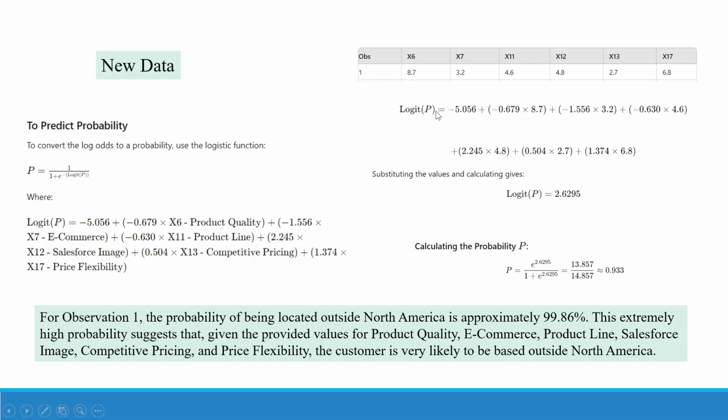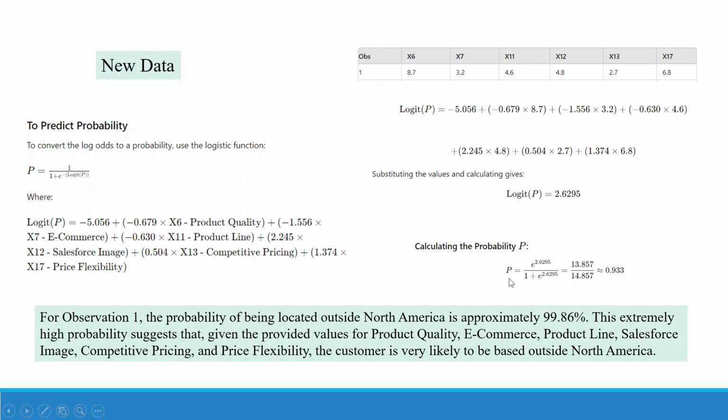So the logit P is equal to minus 5.0556, the constant, plus minus 0.679 into the product quality, that is 8.7, plus minus 1.556 into e-commerce, which is 3.2, minus 0.630 into 4.6, plus 2.245 into 4.8, plus 0.504 into competitive pricing 2.7, plus 1.374 into price flexibility 6.8. Let's solve it. So logit P is equal to 2.6295.